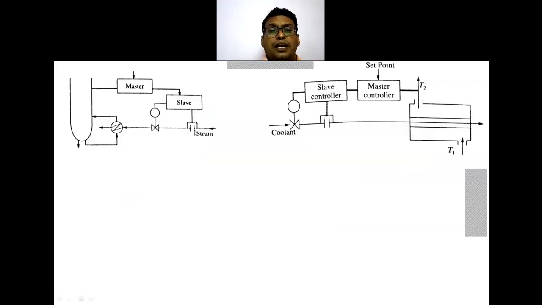Then similarly, we can have the example of the bottom of a distillation column, where we are going to maintain the bottom temperature of the distillation column. That is why it becomes the master controller. And the secondary controller or the slave controller is measuring the flow rate of the heating fluid.